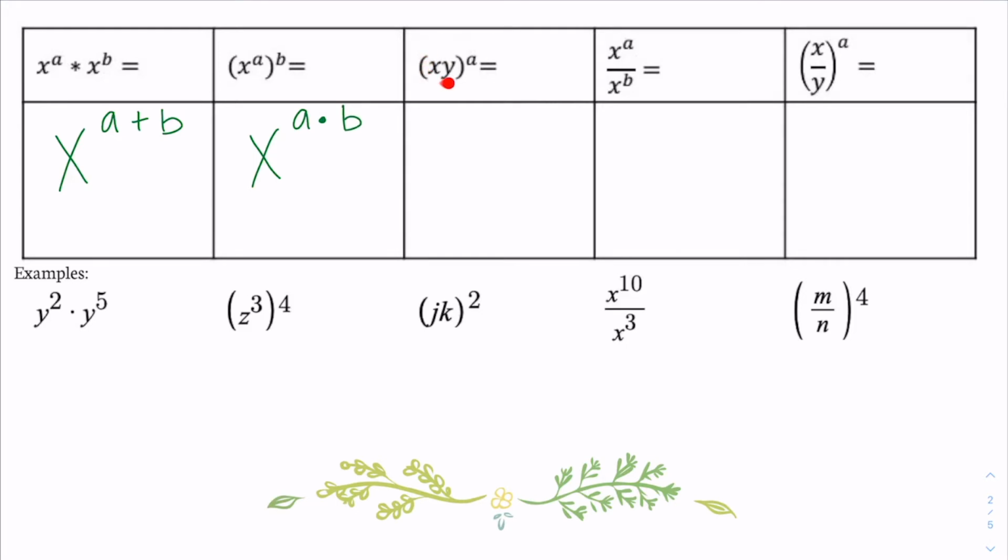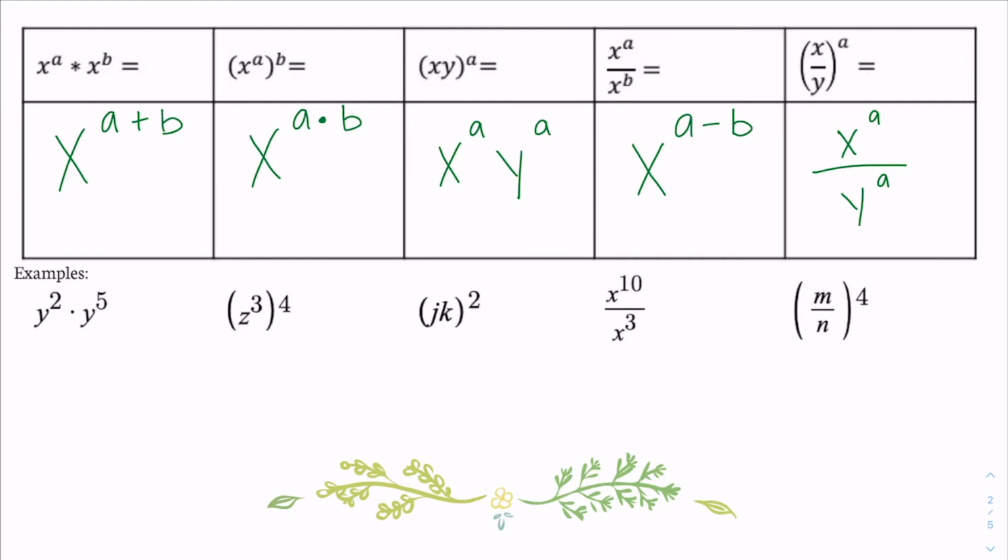Whenever we have a product raised to some power, both factors there are raised to the power. Whenever we are dividing like bases, we subtract the exponents. And whenever we have a quotient, both the numerator is raised to that power and the denominator. Okay, let's look at these examples.